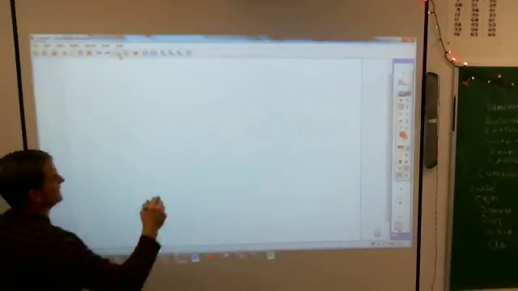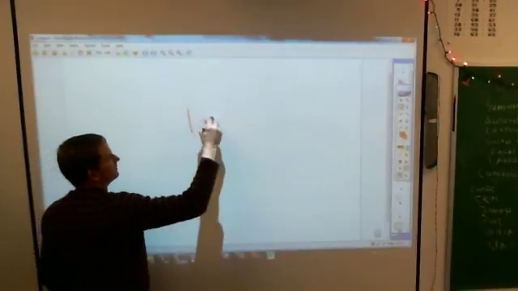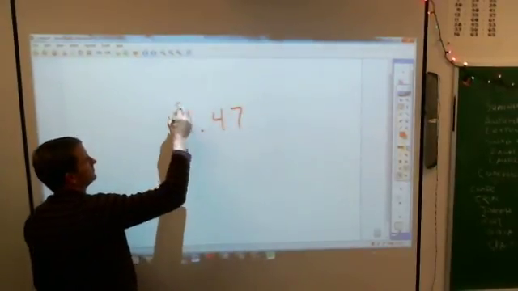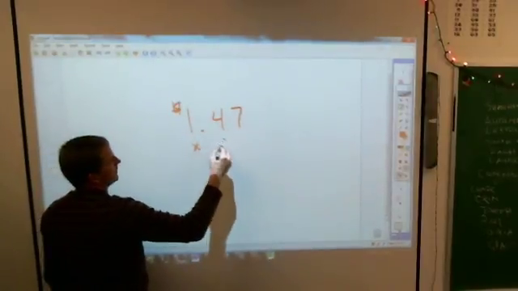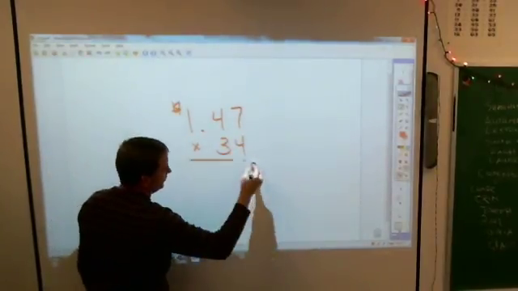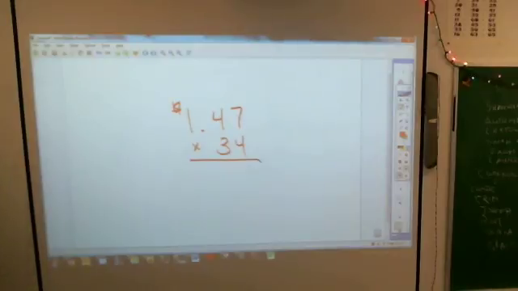Let's do a relatively difficult one. $1.47 times 34. Before you do this problem, you should probably have a good guess as to what your answer would be. What would be a good guess to what $1.47 times 34? If you had $1.50 and you had 34 of them, what's good? What's reasonable? You don't have to get super close, but you should say, well, it should be between this and that. Leo?